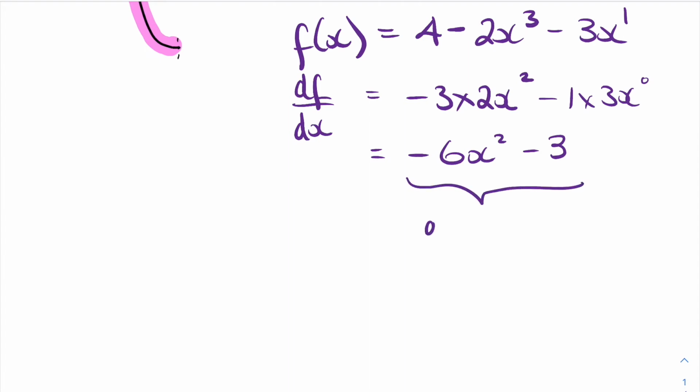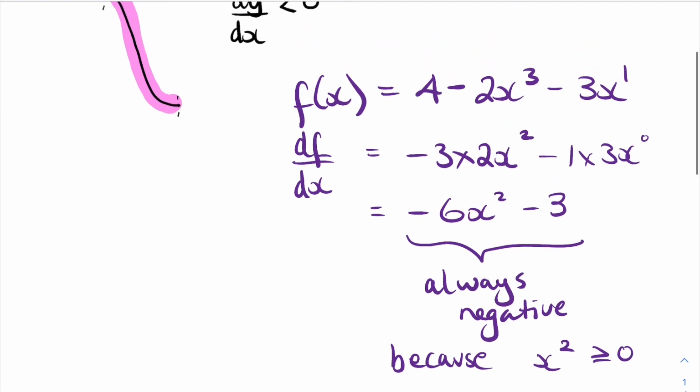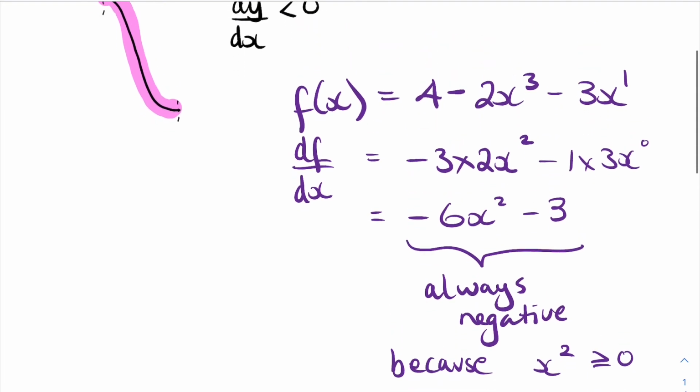And that is because x squared is always more than 0. So actually more than or equal to 0. If I put any number into x squared, any x, then it comes out positive. If I then multiply it by minus 6, that term's negative. And then if I take away 3, it's even more negative. So minus 6x squared minus 3 is always negative.